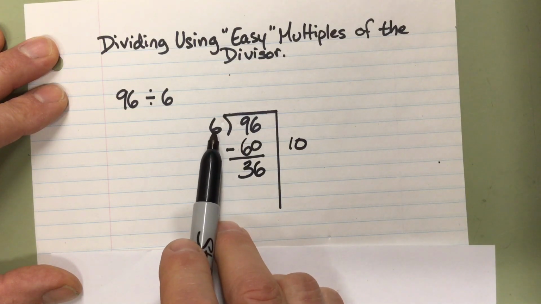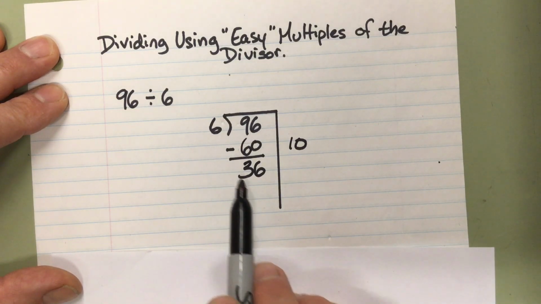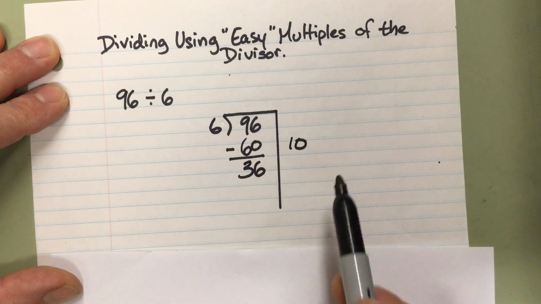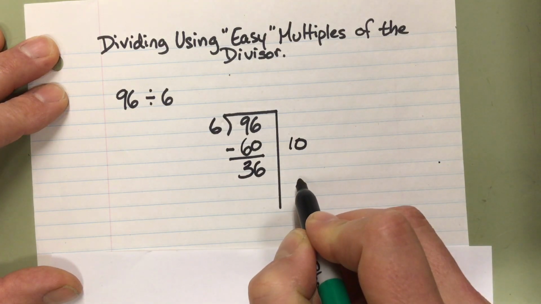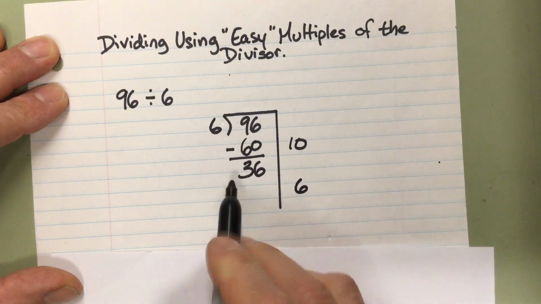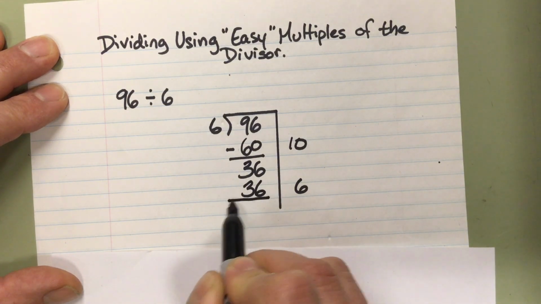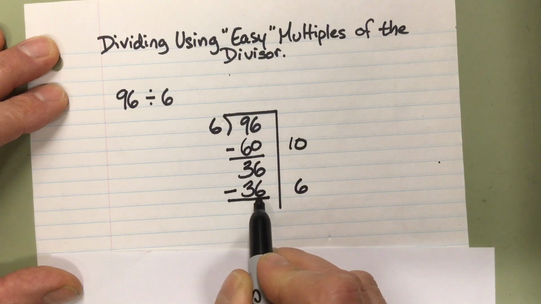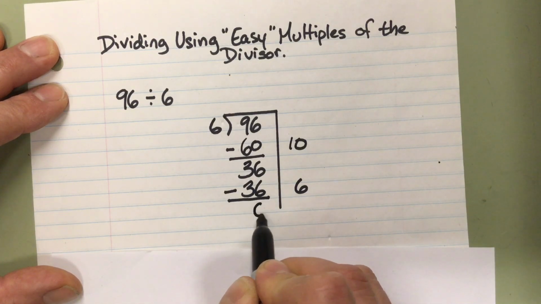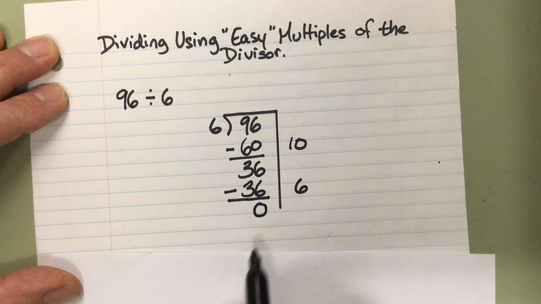Next thing I'm going to do is look to see if there's another multiple of 6 that I know works with 36. And of course, yes, there is. It's 6. 6 times 6 makes 36. And this one works out nicely because when I subtract 36 from 36, I'm left with 0. So I have no leftovers.